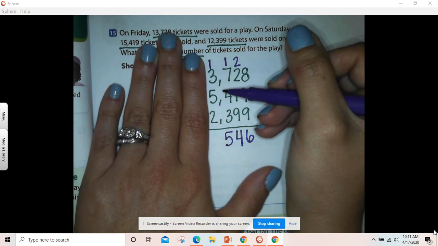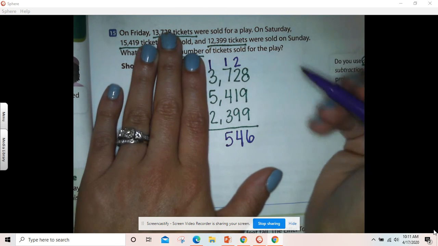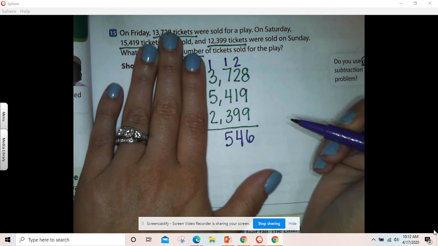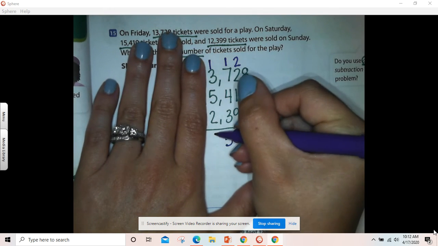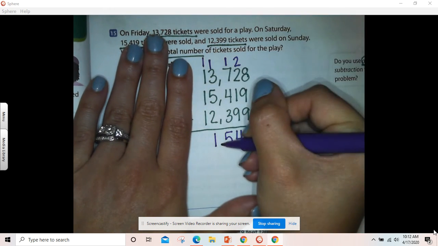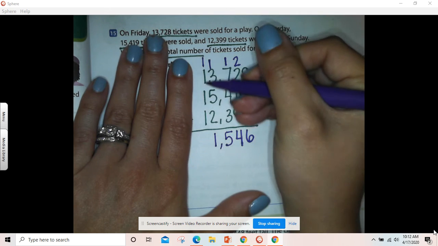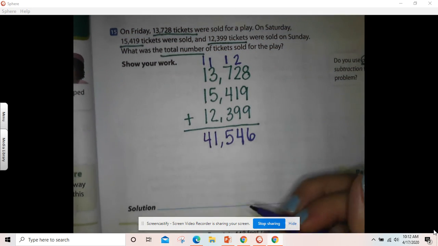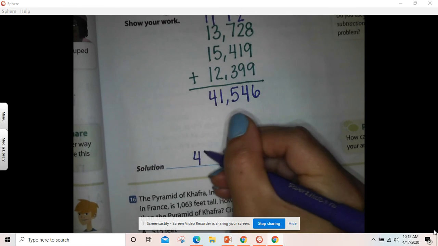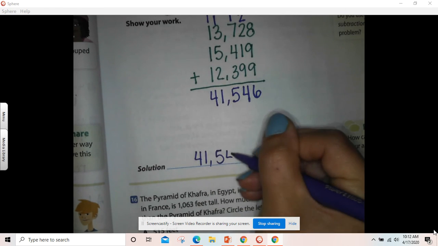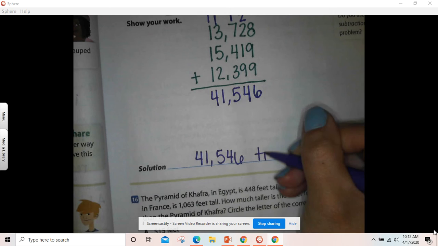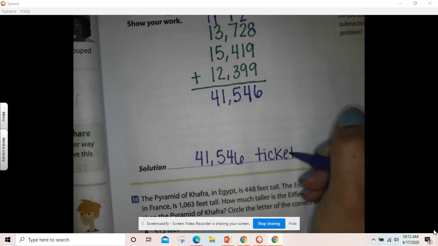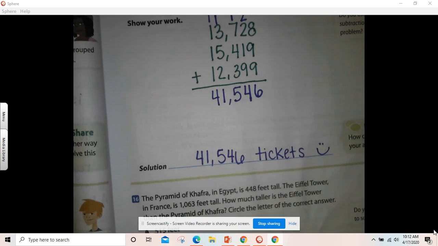1 plus 3 is 4. Plus 5 is 9. Plus 2 is 11. I'll carry my 1. That's my comma. 1, 2, 3, 4. I have 41,546 tickets sold. That's a lot of tickets.